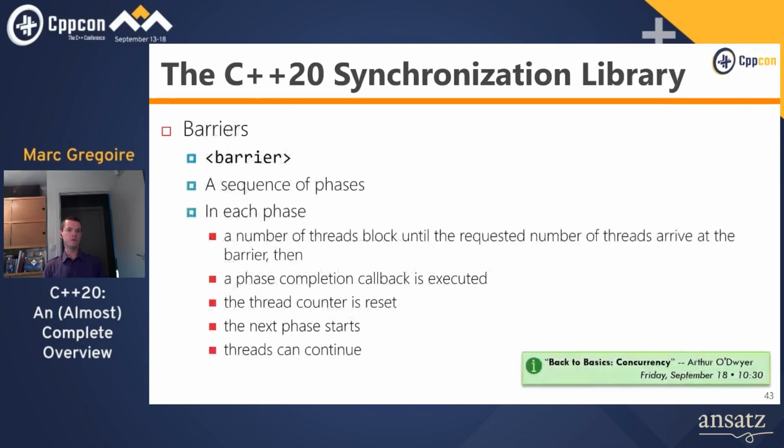If you want multi-use, you can use a so-called barrier. That is, it consists of a number of phases. Again, we have a number of threads that block until a requested number of threads arrive at a certain point. And at that point, some kind of callback is executed. The counter is reset, the next phase starts, and all the threads can continue.